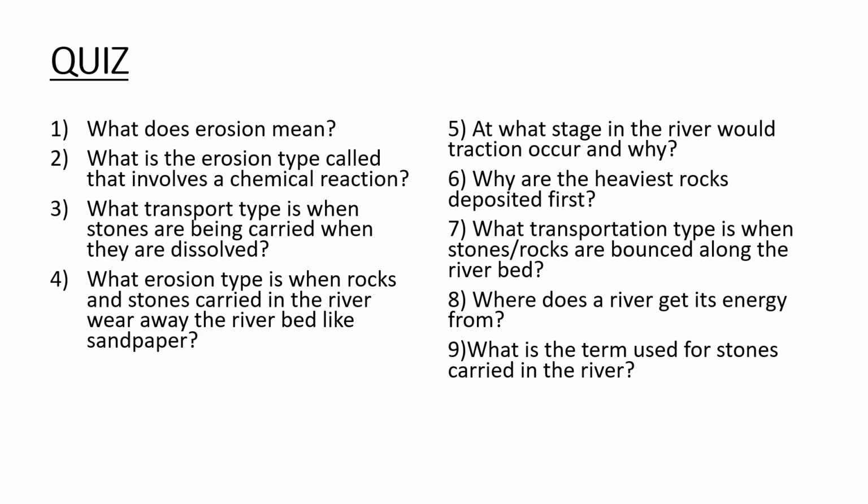What transportation type is when stones and rocks are bounced along the riverbed? This is called saltation. Where does a river get its energy from? The river gets its energy from gravity because it's flowing downhill. What is the term used for stones carried in the river? This is called bed load.